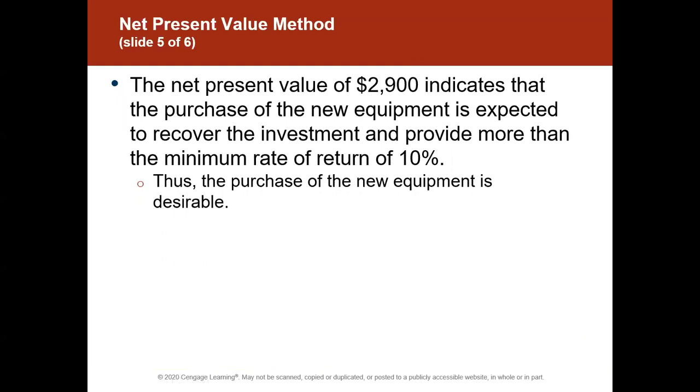So the net present value, like I said, indicates the purchase of the new equipment is expected to recover the investment and provide more than the minimum rate of 10%. So typically we set this hurdle rate or this desired rate of return, and if anything's got a positive net present value, that makes it a desirable investment for us because it meets our minimum requirement. If it's got a negative net present value, it doesn't.